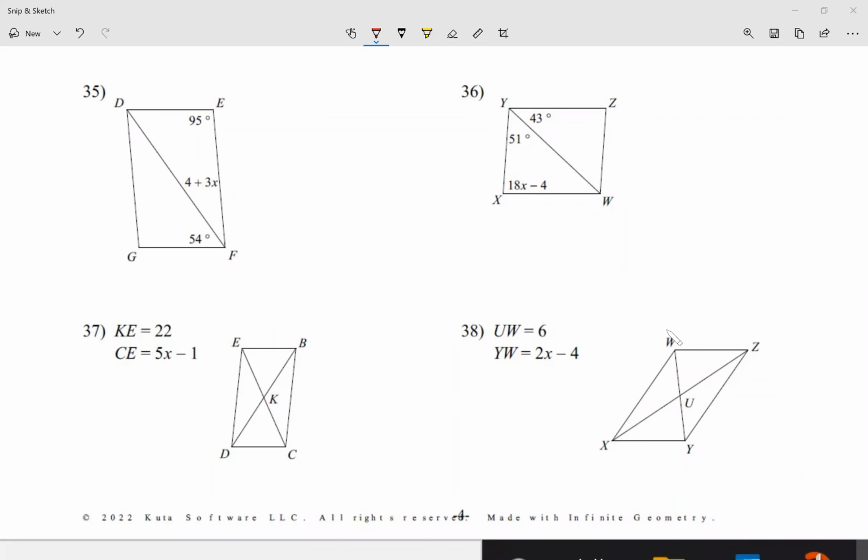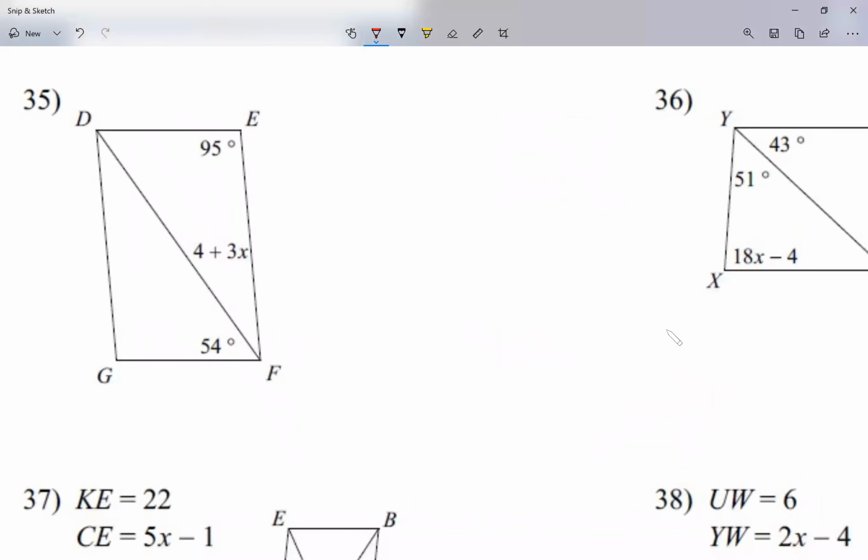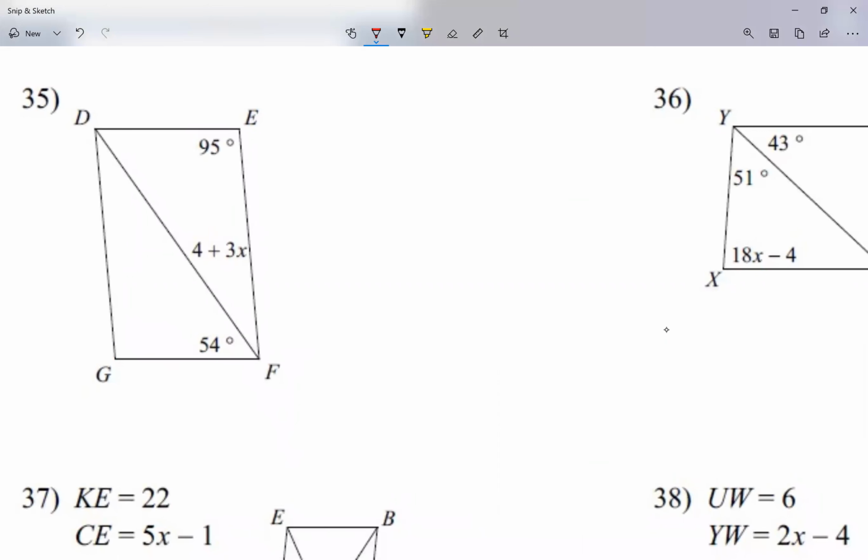Okay, so we're still going to be looking at angles. So yesterday we learned that opposite angles are equal in a parallelogram and adjacent angles add up to 180. So when I'm looking at these figures here, the whole angle F is 54 plus 4 plus 3x. That's the whole angle F.